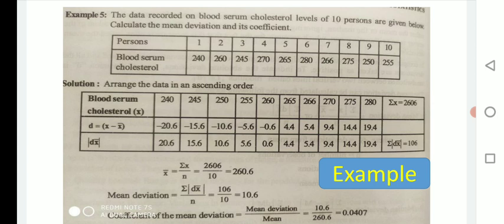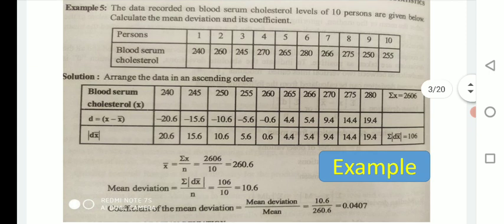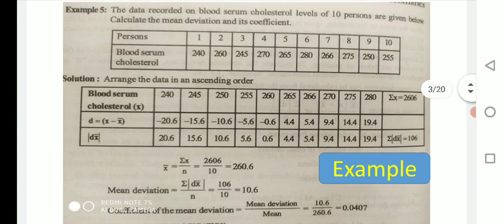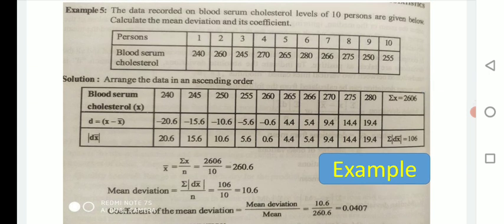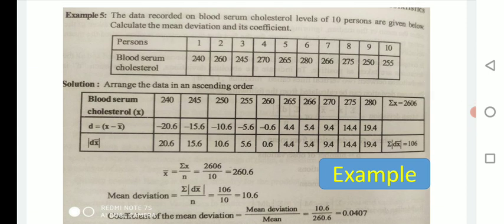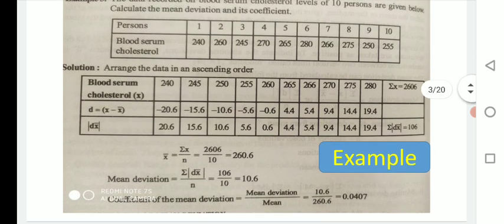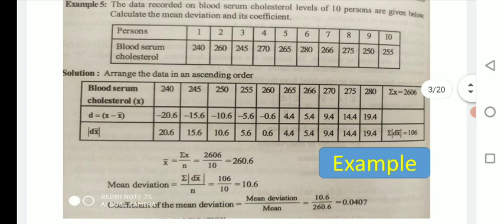Okay. Then next we have to find the mean. So the mean for this data is 260.6. Okay, as the observations are 10, n for this problem is 10, and we have already calculated summation x. So by putting in this formula we can calculate the mean, and it is calculated here. So the mean for this problem is 260.6.